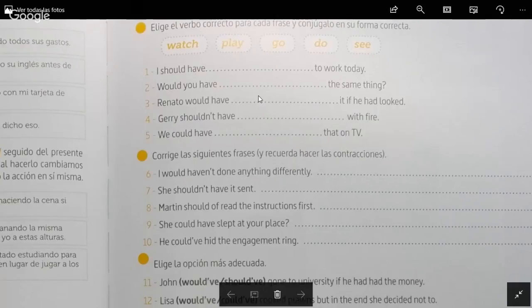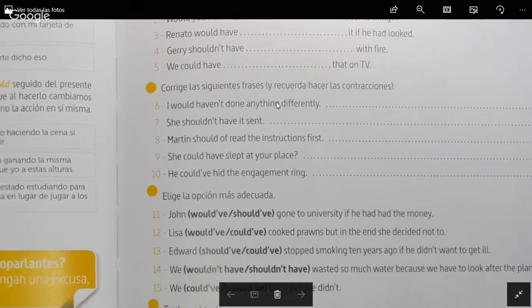Yo hubiera ido a trabajar hoy. ¿Habrías hecho la misma cosa? Okay. Renato, ¿lo habría visto si él lo hubiera mirado? Yes. Gary no debió haber jugado con fuego. Okay. Nosotros hubiéramos podido ver eso en televisión. Okay, very good. Very good, Rosario. Thank you.